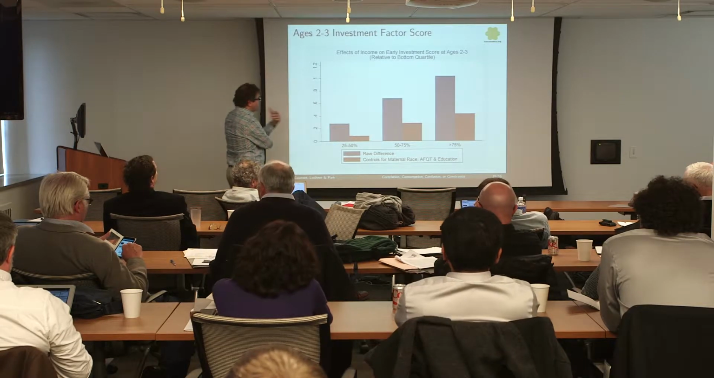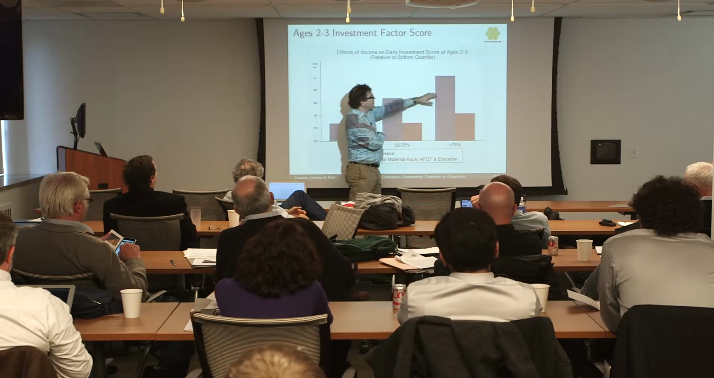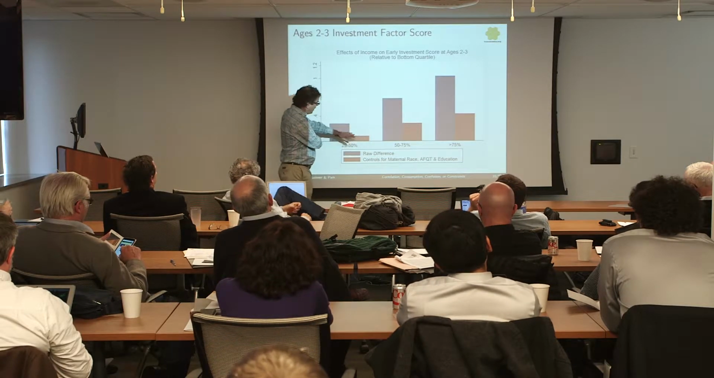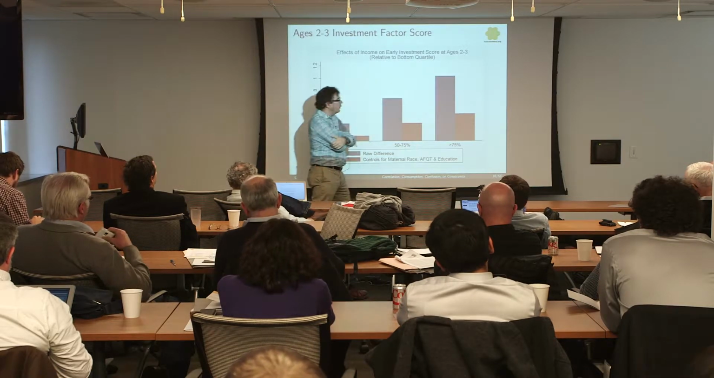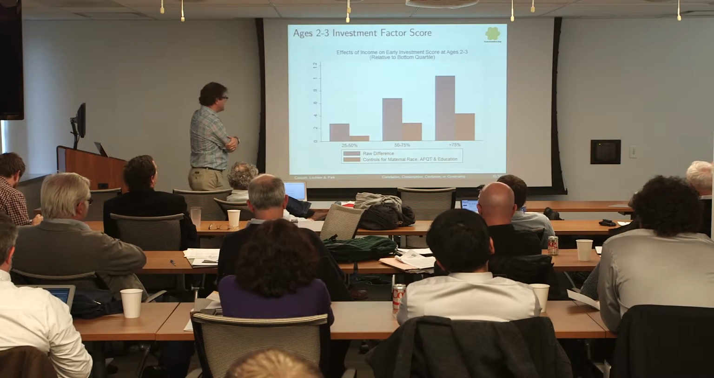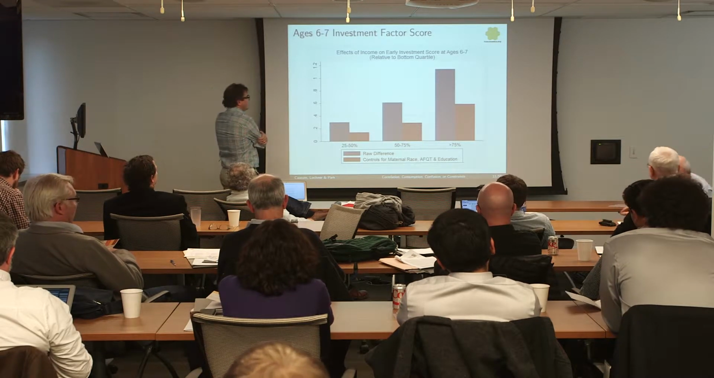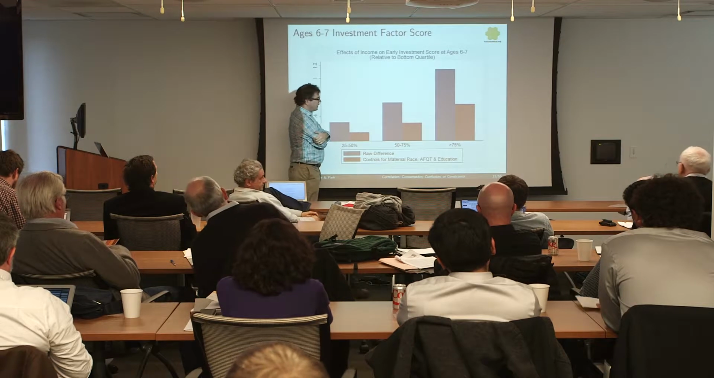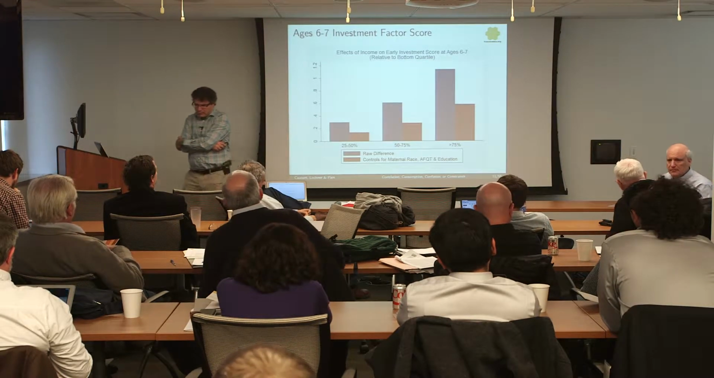At ages 2 and 3, if we look at this factor score, you can see there are big differences in these investments by family income, which I already showed you. Controlling for family background, about half of it goes away. But there's still quite a bit of difference, even within these very narrow groups, in how much income over the first 7 years of a child's life is related to these investments.